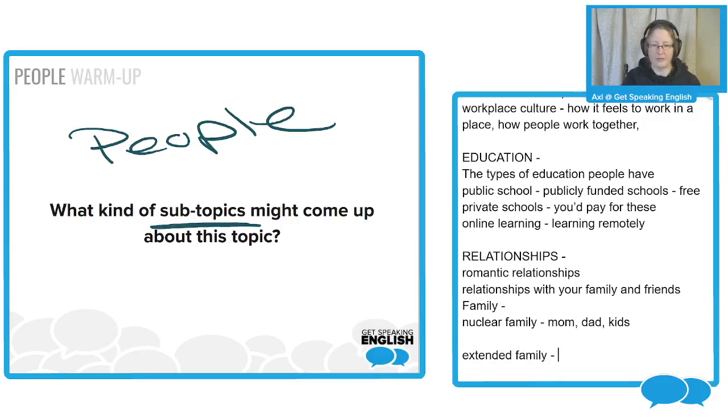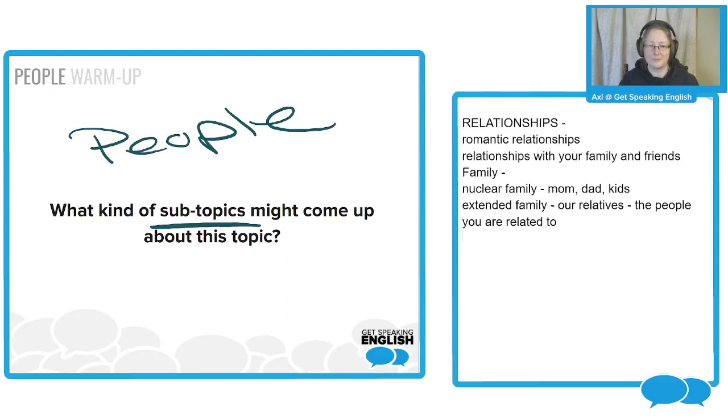And when we start talking about the extended family, then we start talking about our relatives, people you are related to. So maybe aunts, uncles, cousins, grandparents, right? Everyone else.